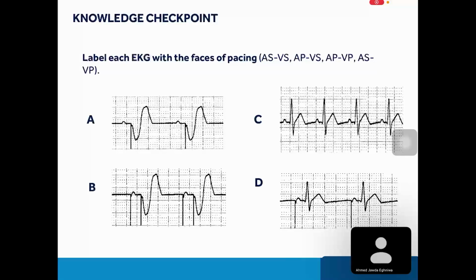Let's go, picture A, it's A sense, V pace. The second, A pace, B sense. This is okay. C, A sense, B sense. D, B, A pace, V pace, B. Okay, both pace. D, A pace, V sense. Okay, very good.